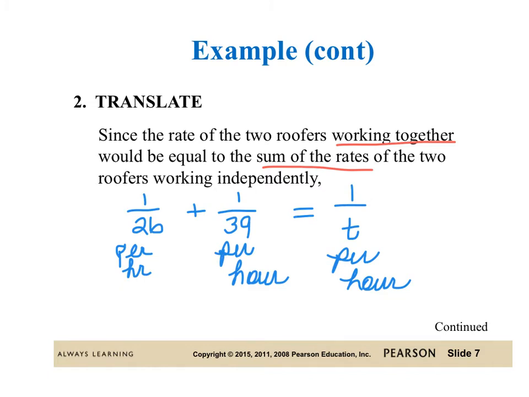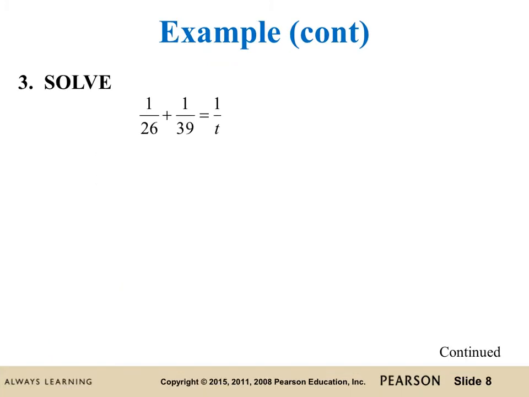And now we have an equation that we can solve. So we're going to solve this equation: 1 over 26 plus 1 over 39 is equal to 1 over t. And for this, we need a common denominator. We're going to need our LCD that we're going to multiply everything by. So our least common denominator, kind of obviously, is going to have a t in it. And then we have 26 and 39, so we need to figure out what the least common denominator is.